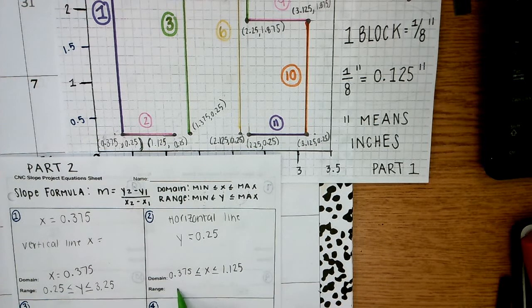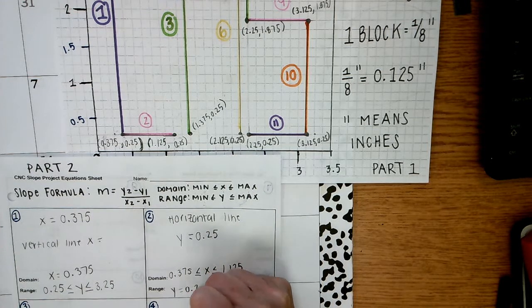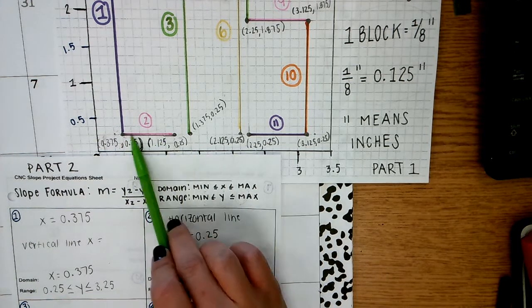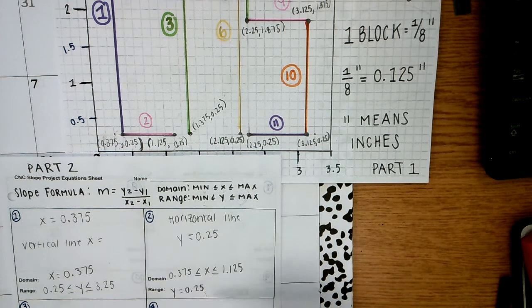For the range, for your y value of a horizontal line, it's going to be the same as the equation. So here y equals 0.25, because this is the only y value that we have. Every single point on the pink line has a y value of 0.25.